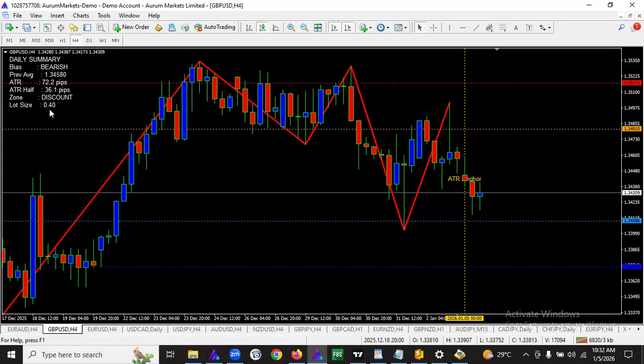It will suggest your lot size, 1.3481. This is a $10,000 demo account, and it's calculated using 2% of your capital. So it tells you the lot size. Since the market risk is fixed at 50 pips, 0.40 lot size times 50 pips will give me $200, which is 2% of the $10,000.